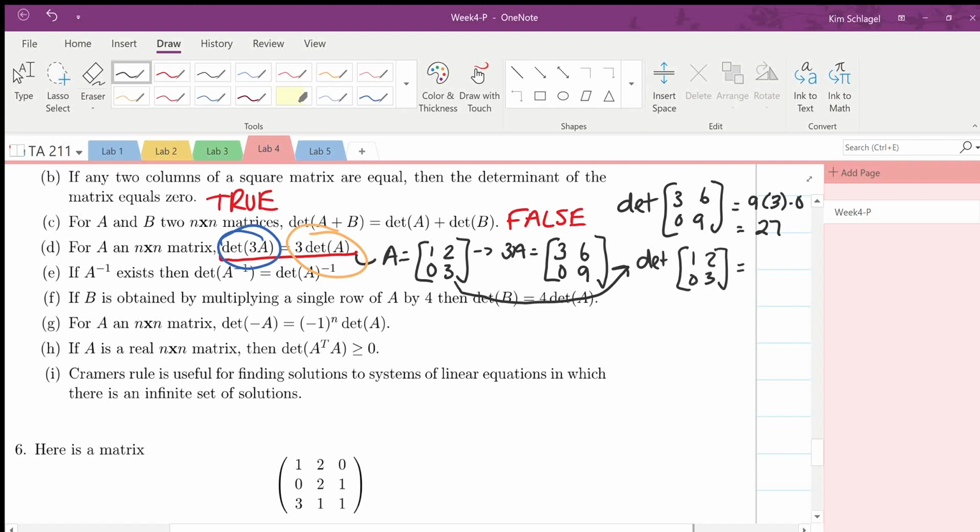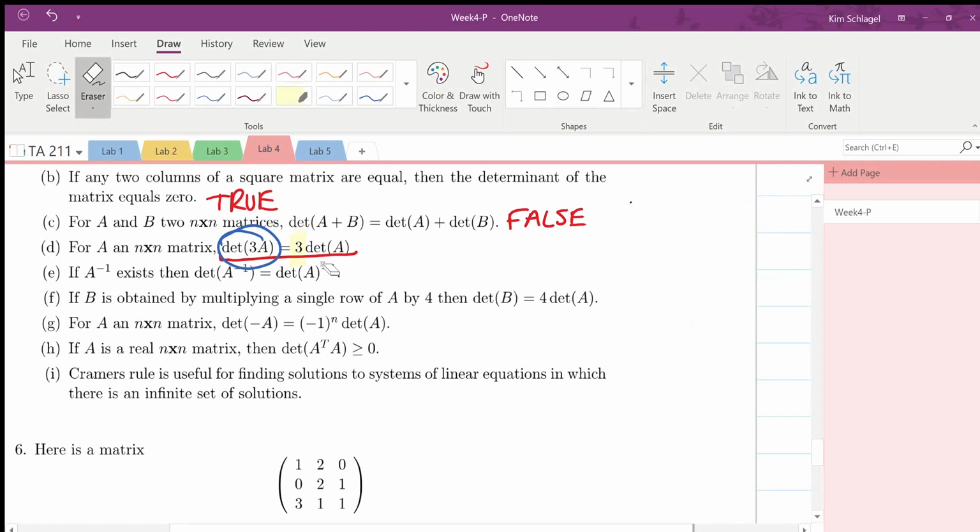Well, this same sort of thing, we have 3 times 1 minus 0, so this determinant is 3. Okay, but we have to multiply that by 3. The statement's telling us that we should multiply it by 3 to see whether these two are equal to each other. Well, 3 times 3 is just 9, but we can see that 27 doesn't equal 9, right? So in this case, we found another example that shows that this statement here is actually false. So this one is also false. Okay?